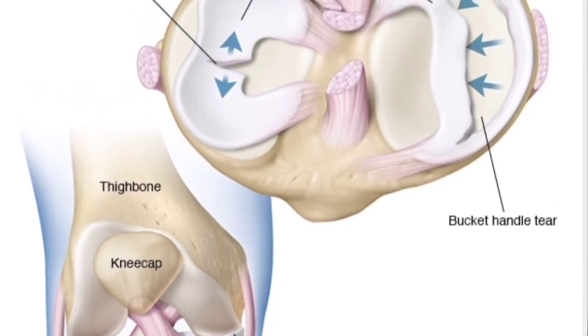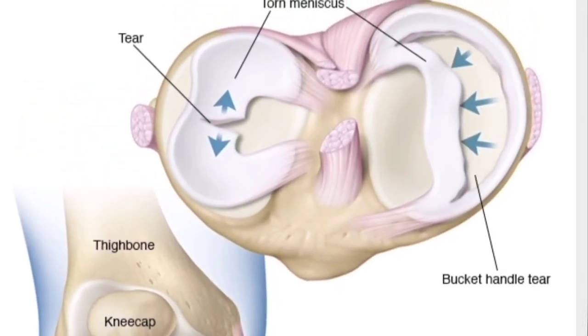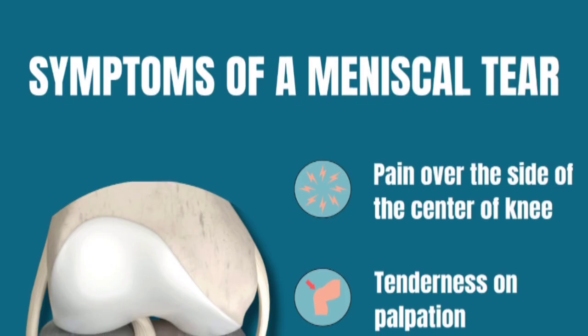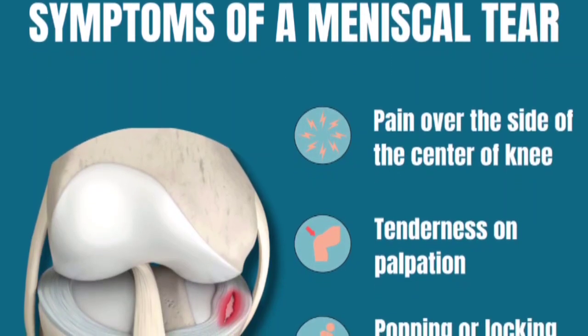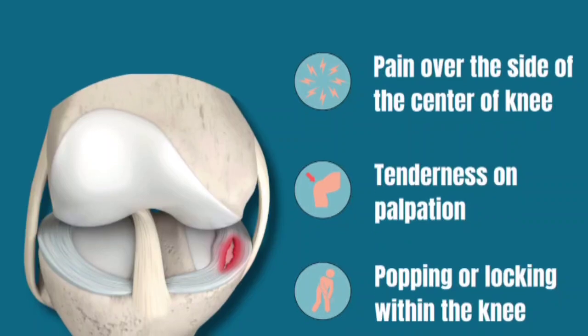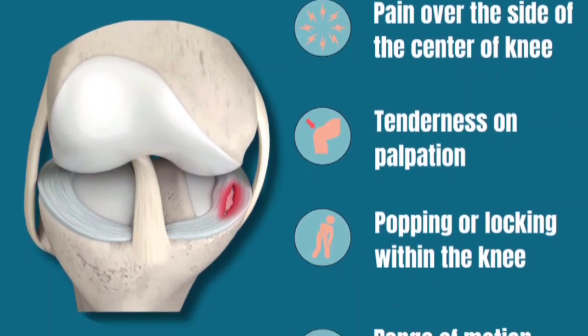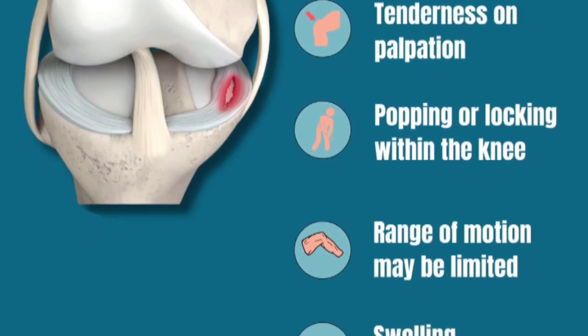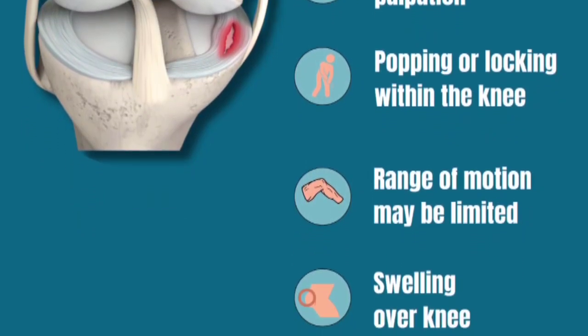Symptoms of a torn meniscus. A meniscus tear can present in different ways depending on the severity. Common symptoms include pain along the joint line of the knee, swelling and stiffness, a clicking or popping sensation when moving the knee, feeling unstable or like it's going to give out, and difficulty bending or fully straightening the knee.